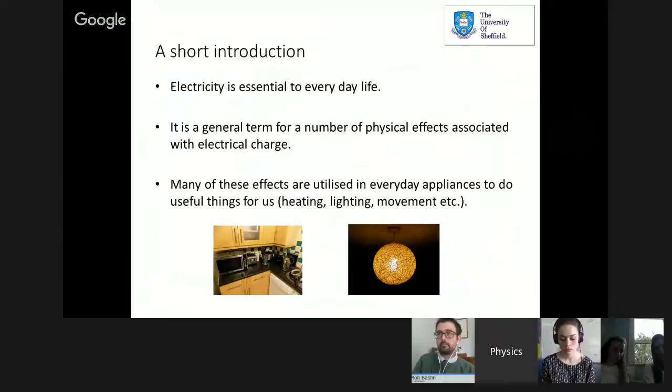So electricity is essential to everyday life. I'm sure anybody watching this presentation requires electricity to watch it. And as you're well aware, electricity is a general term for lots of slightly different physical effects associated with electrical charge. And you utilise these effects every day in appliances, all the time.